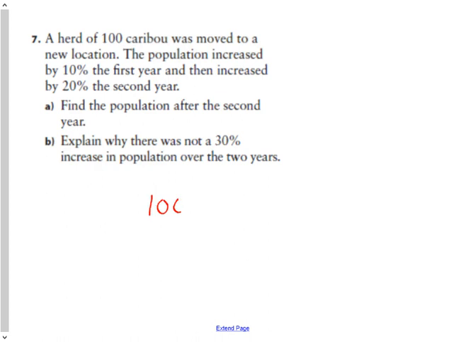So 100 multiplied by, it's going to increase by 10%, so we're going to have 100% of it, plus an additional 10%. I'm going to put that in brackets. That represents the population after year one. And that number, whatever that happens to be, is going to increase by 20%, which is 1.2 or 1.20. So this simple expression represents the change in population over the 2 years.